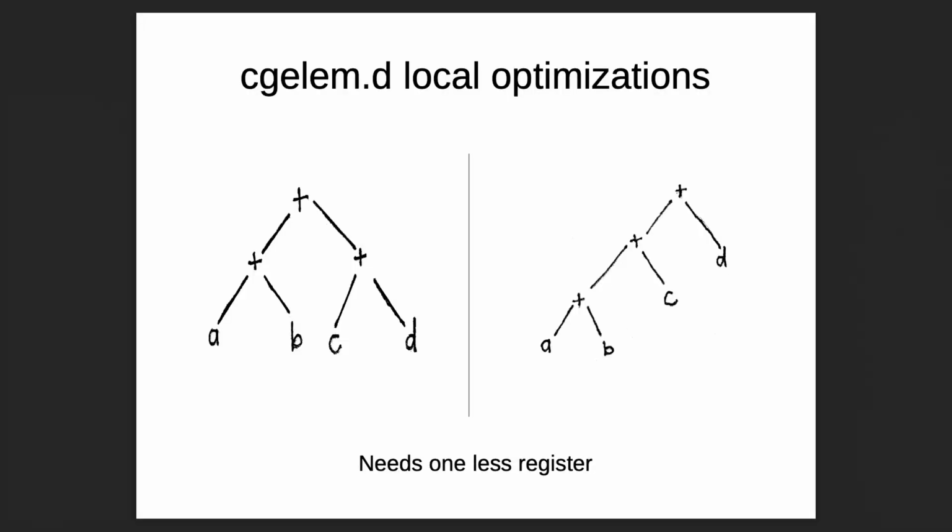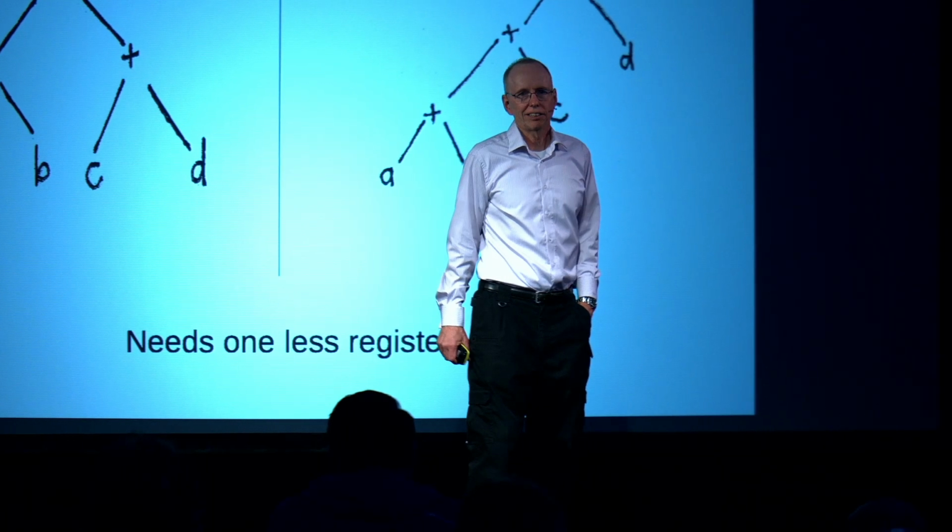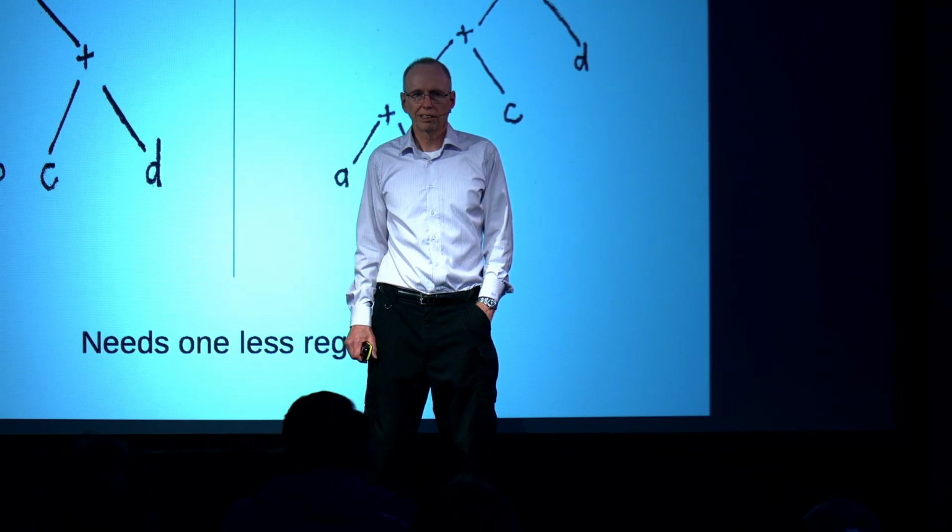It turns out that even without the optimizer running, there are some optimizations that are cheap and really easy to do. One of them, I call them local optimizations, and they're in the file cglm.d. If it starts with the code on the left, it transforms it into code on the right. And the reason for that is it can be evaluated with one less register.